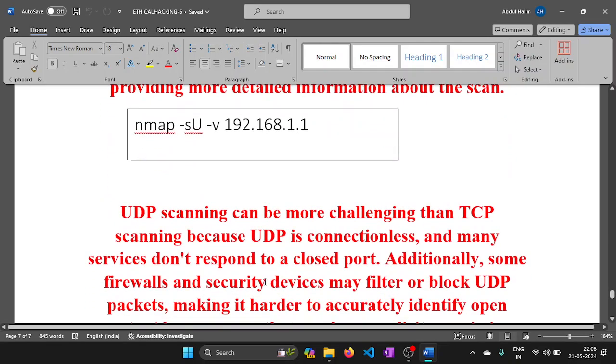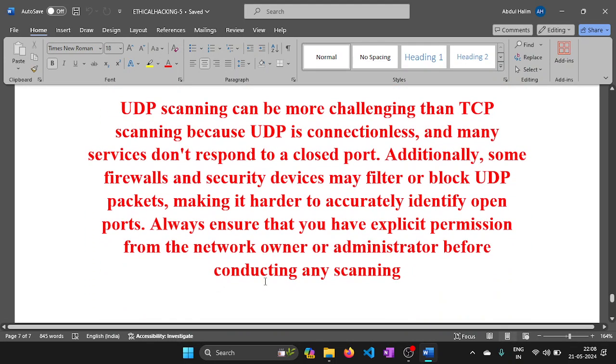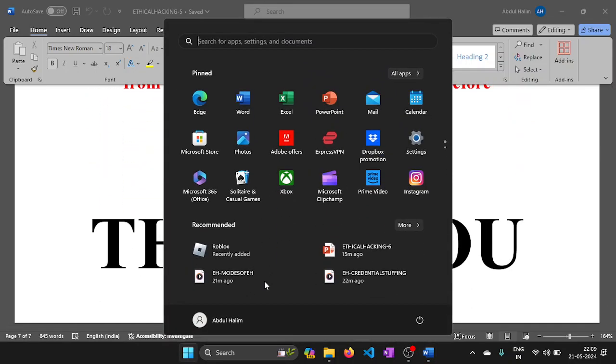Right? Now, UDP scanning can be more challenging than TCP scanning because UDP is connectionless and many services don't respond to a closed port. Additionally, some firewalls and security devices may filter or block UDP packets, making it harder to accurately identify open ports. Always ensure that you have explicit permission from the network owner or administrator before conducting any scanning. Thank you, students.